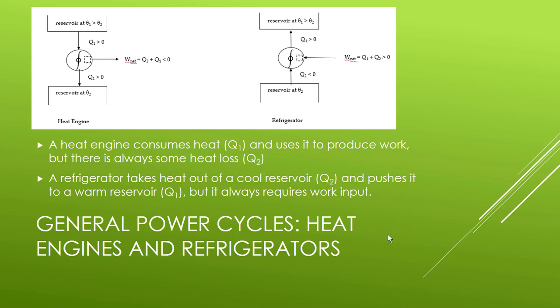First, let's consider what a generic cycle looks like. If we consider something where we have a high temperature and a low temperature thermal reservoir, then a heat engine takes heat out of the hot reservoir and adds it to this cycle and uses it to produce work. Unfortunately, there are always going to be some heat losses to the low temperature reservoir.